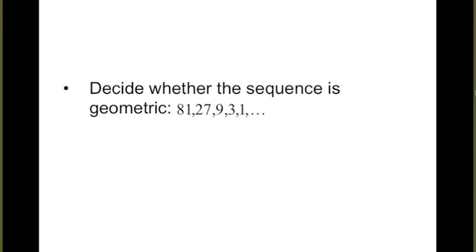So to get from 81 to 27, what do I need to multiply by? I would divide by 3 because they're getting smaller. Dividing by 3 is the same thing as multiplying by 1/3. Works again, works again, works again. Each time here we're multiplying by 1/3. So this works, and our constant ratio is 1/3.